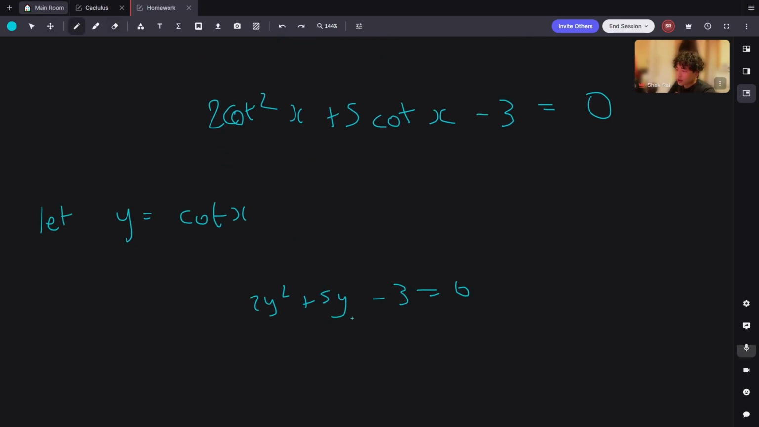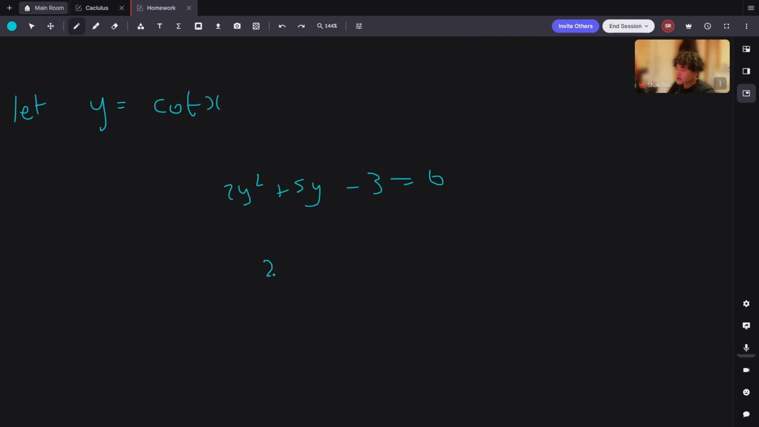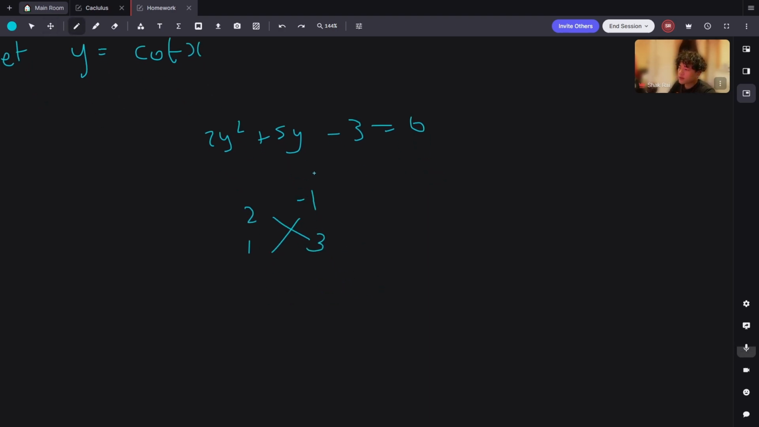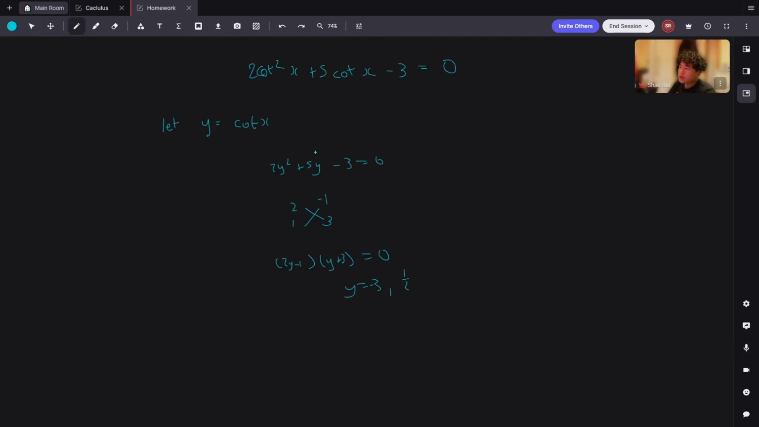I'm assuming you know how to factorize, because if you don't know how to factorize at this point, then that's a bit crazy. Anyways, this becomes 2, 1, 3. I like doing this method here, and this is the cross method. So this becomes 2y minus 1 and y plus 3 equals 0. So y equals a half, or minus 3. Now that we have that, y equals cot x, so cot x equals minus 3 or cot x equals 1/2.